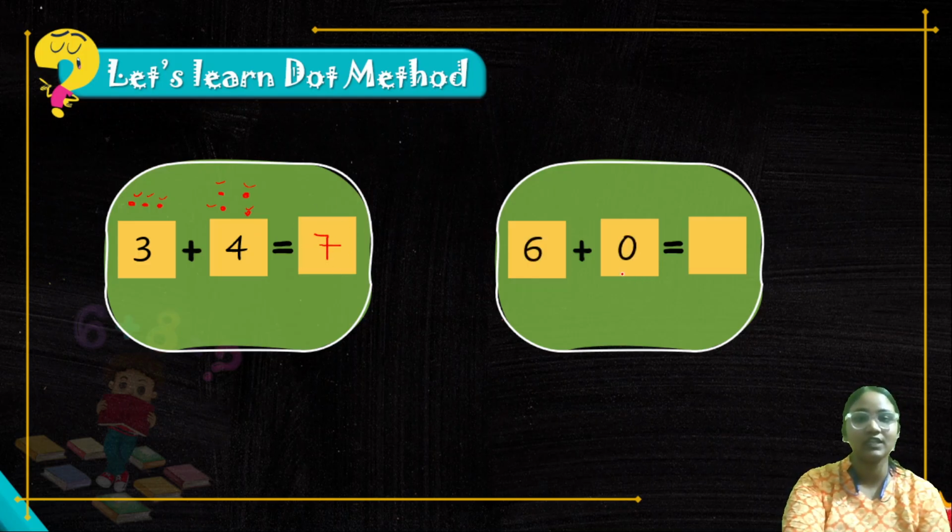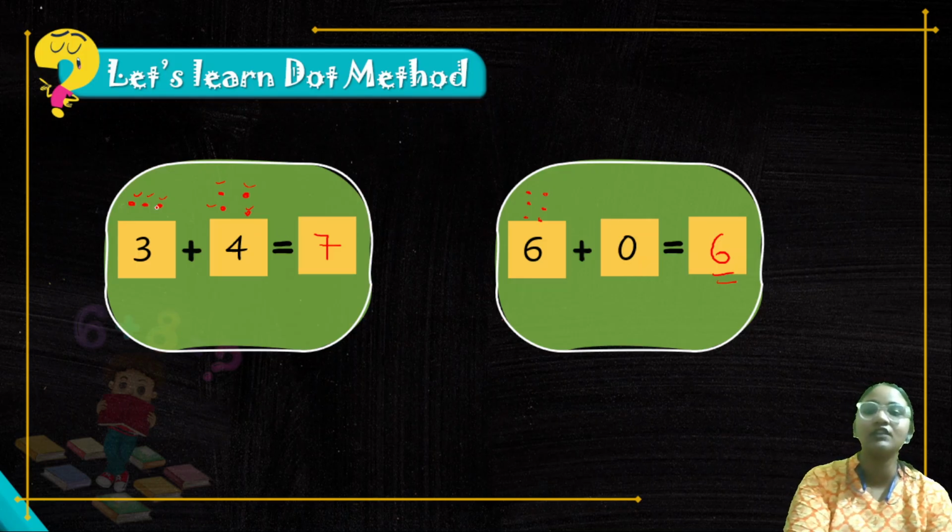Now the next question is 6 plus 0 is equal to what? So we have to add 6 and 0. So let's make 6 dots. 1, 2, 3, 4, 5, and 6. 0 means no dots. There are 0 dots. So how many dots are we going to get here? 6 only. As I told you, adding 0 to any number gives the number itself. So we are getting 6 only. I hope this is clear. This is how we use the dots to calculate the addition.